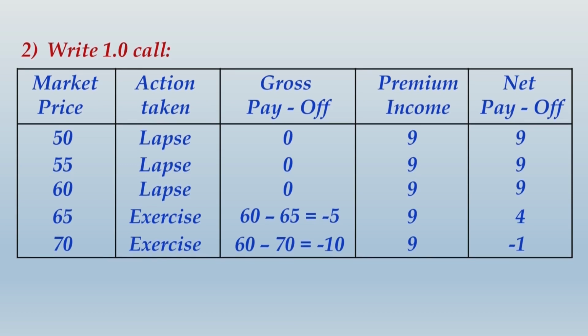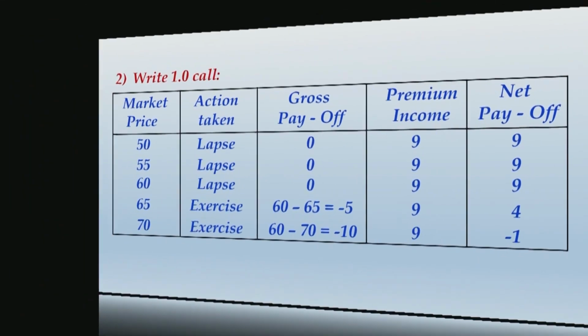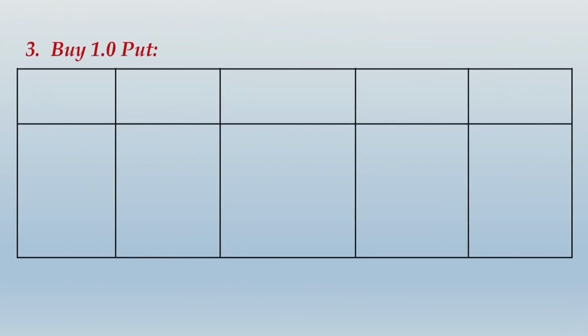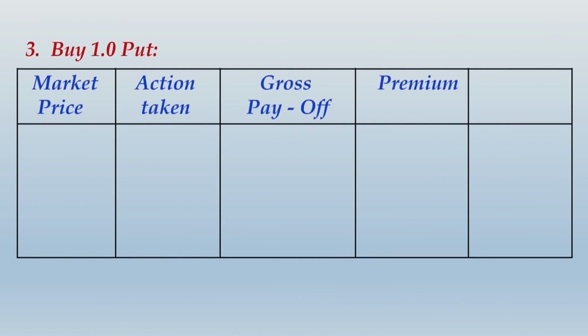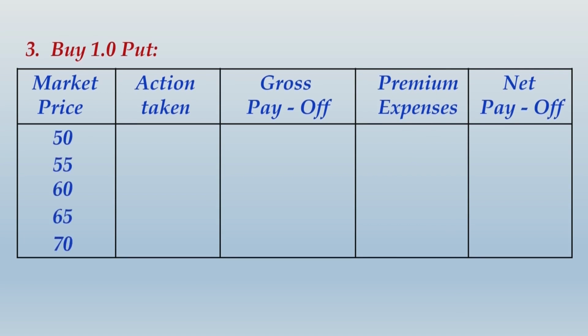Alright friends, after writing up this part, let us move to the third requirement, when you are holding a put option. Again a similar table, similar headings, but this time it is a case of put option and you are an option holder. So premium comes over here as an expense. Same 5 different market prices. Now it's a case of put option with a strike price of 60, correct?